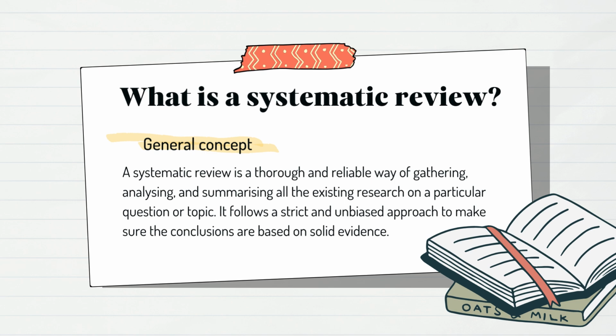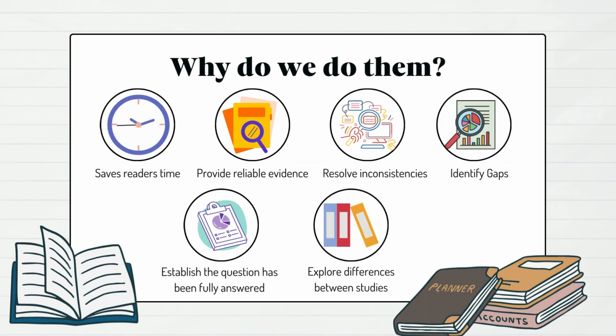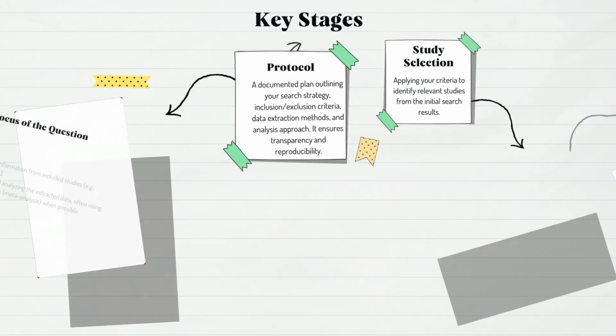Imagine you're trying to learn something specific, like a new treatment for a condition. A systematic review is like someone going through all the research on that topic, but in a super careful and systematic way. A systematic review helps us understand what science really knows about treatments and healthcare. It saves time, provides reliable evidence, resolves inconsistencies, identifies potential gaps, establishes if a question has been completely answered or not, and explores differences between various studies.